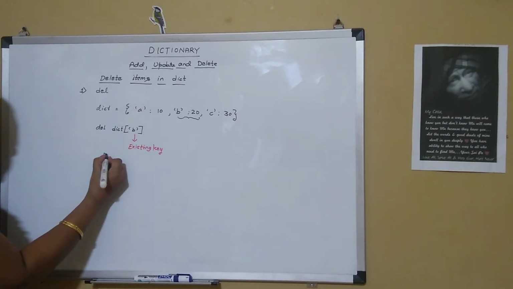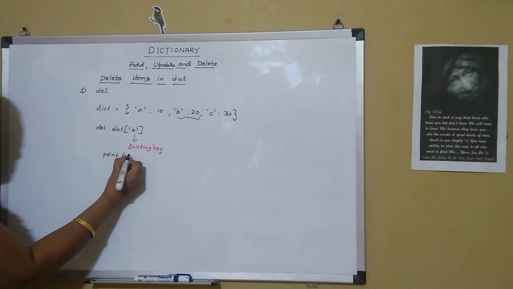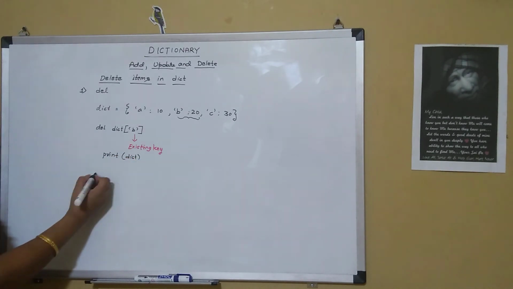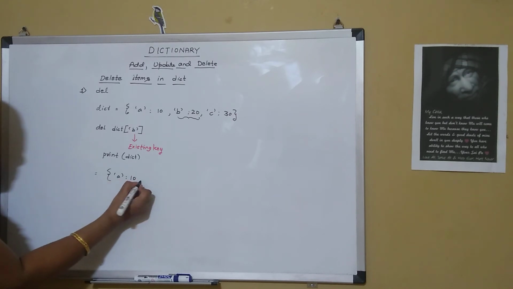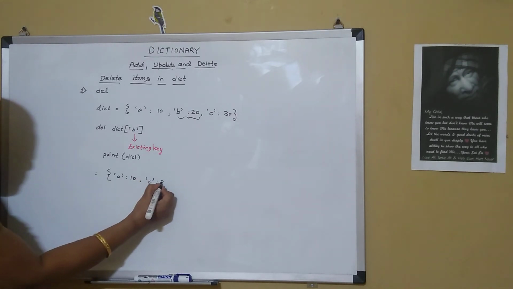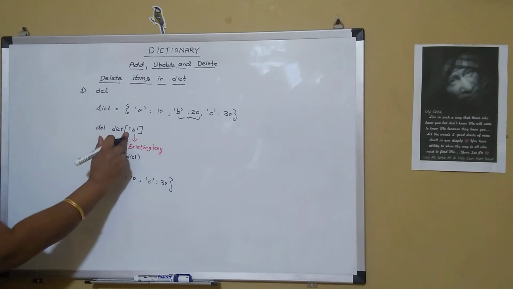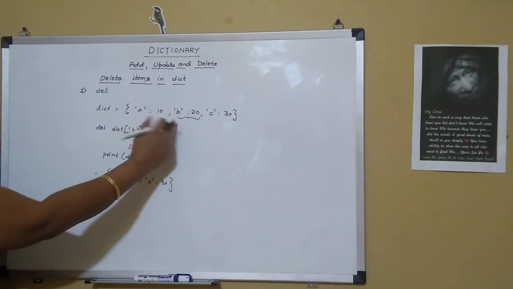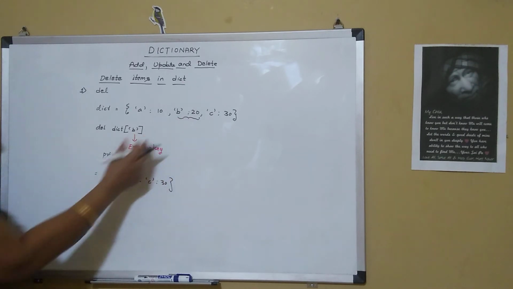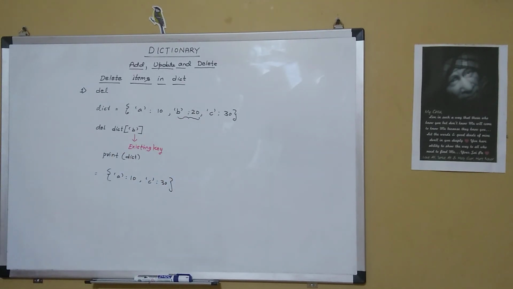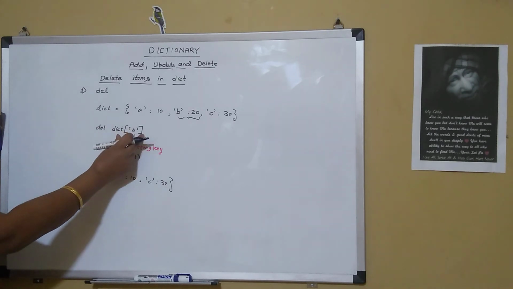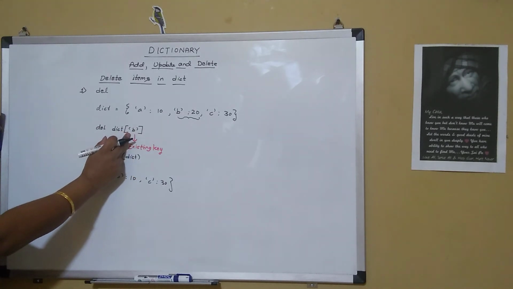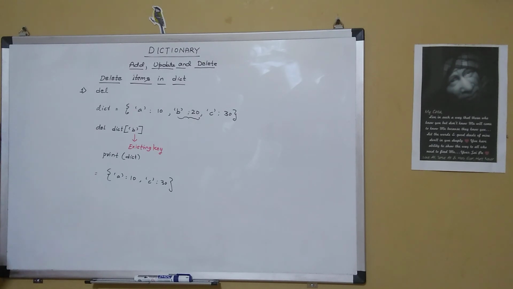So we have to go for the existing key. Now if I print the dictionary, it will print A: 10, C: 30. So the item B has been deleted; the key-value pair has been deleted from the dictionary. For deletion, we say del dictionary and specify just the existing key, and that particular item will get deleted from the dictionary.